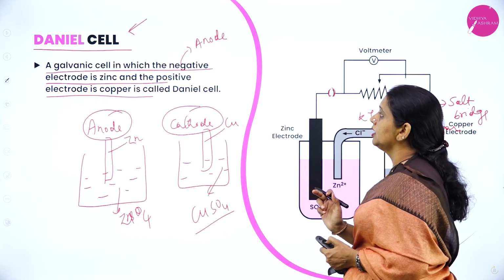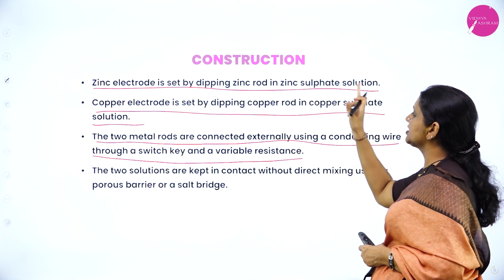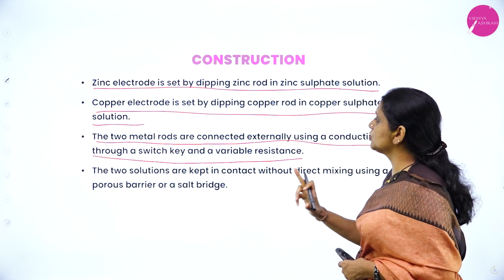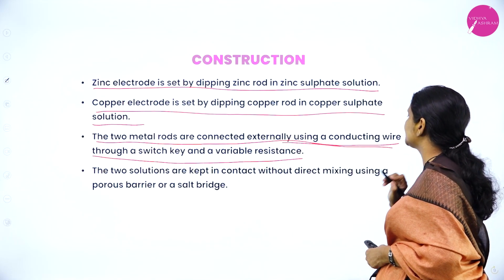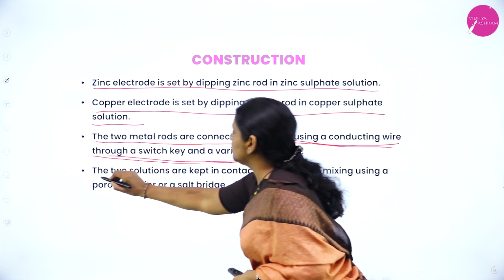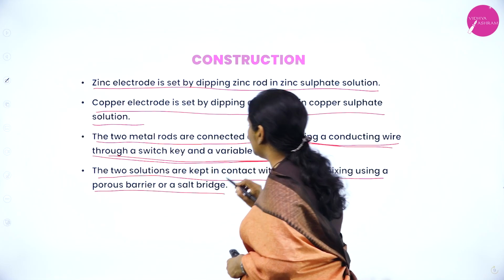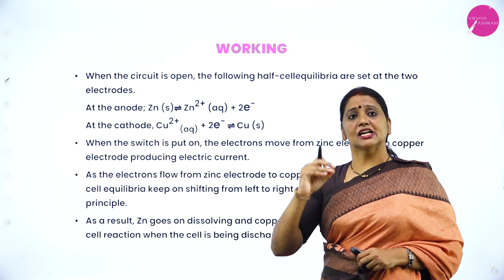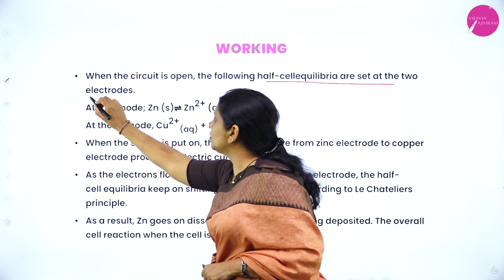Okay. So, once again I will read. Zinc electrode is set by dipping zinc rod in zinc sulfate solution. Copper electrode is set by dipping copper rod in copper sulfate solution. The two metal rods are connected externally using a conducting wire through a switch key and variable resistance. The two solutions are kept in contact without direct mixing using a porous barrier or a salt bridge. When the circuit is open, the following half cell equilibria are set up at the two electrodes.